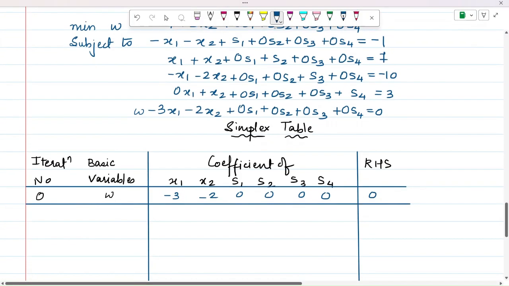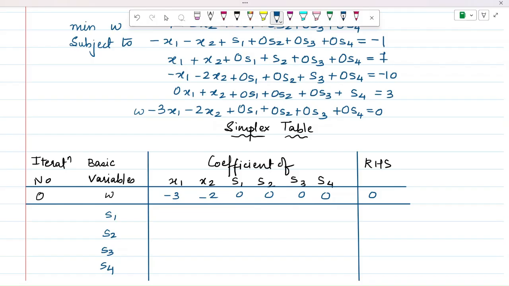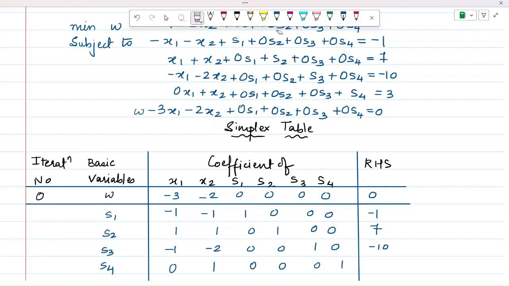Now, the 4 basic variables will come from the 4 constraints as S1, S2, S3, and S4. And let's write down the coefficients. First one is -1, -1, 1, 0, 0, 0, and the RHS is -1. Then you have 1, 1, and 0, 1, 0, 0. Then you have a 7 here, -1, -2, 0, 0, 1, 0, a -10, and lastly 0, 1, 0, 0, 0, 1. Let it be in a straight line. Yeah, and a 3 here.